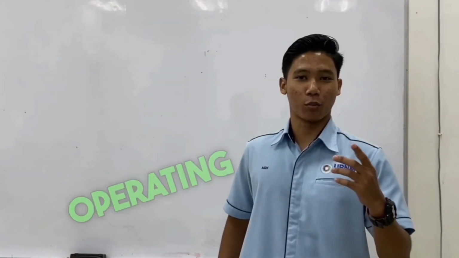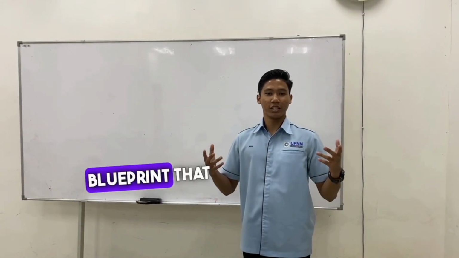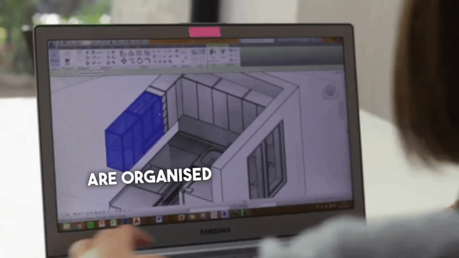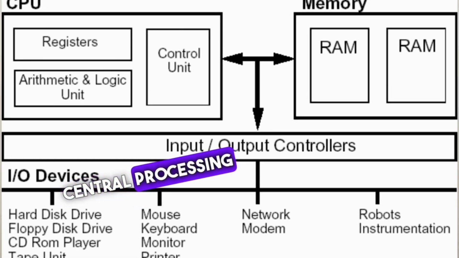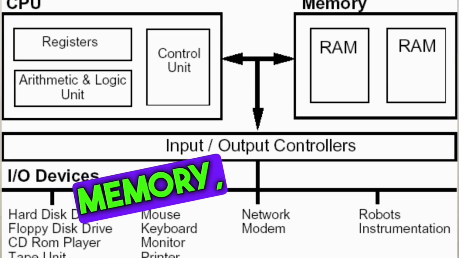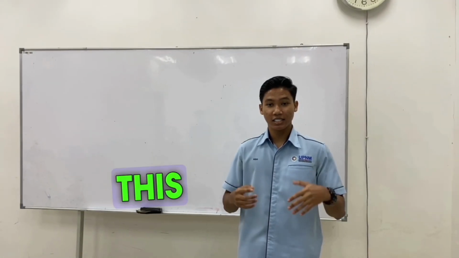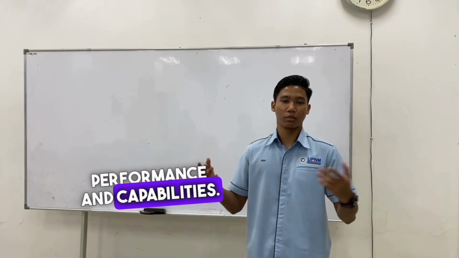Here is a description for both computer system architecture and operating system operations. Computer system architecture is the blueprint that defines how the hardware components of a computer are organized and how they interact. It encompasses the central processing unit, CPU, memory, storage devices, and connections between them. Understanding this architecture is crucial as it determines a computer's performance and capabilities.